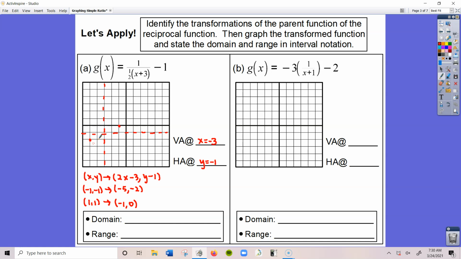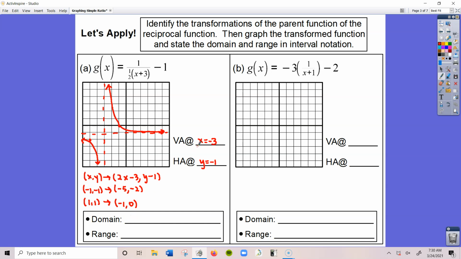Now again, depending on where my points lie, that's how I'm going to curve my graph. So this is going to curve looking downwards, and this is going to curve looking upwards. Again, infinitely getting close to those asymptotes, but never quite touching.